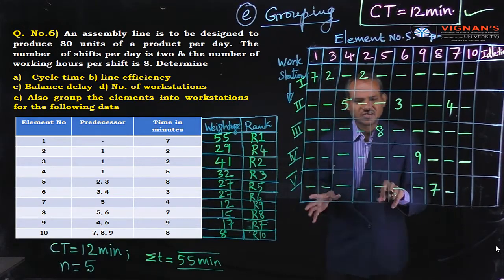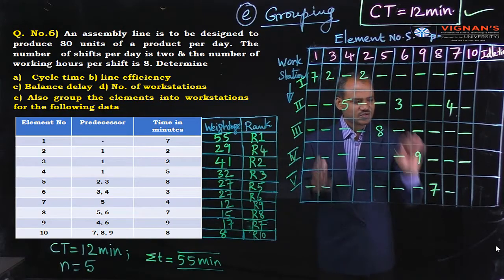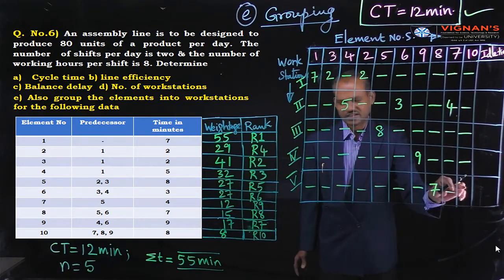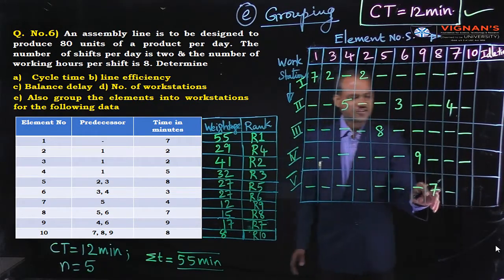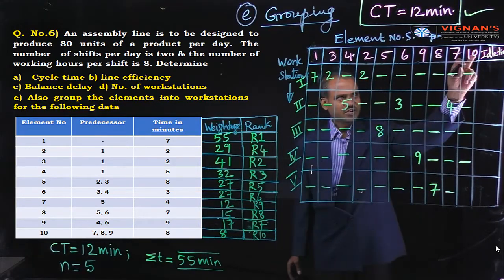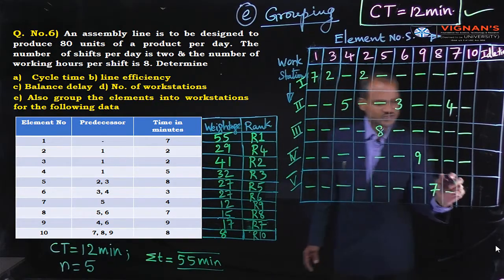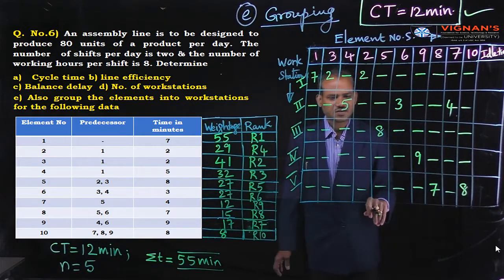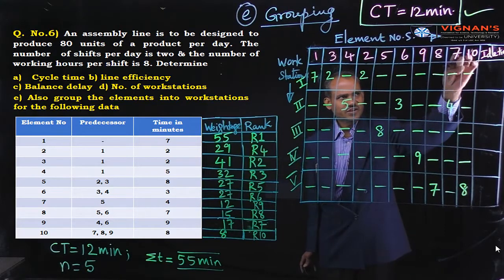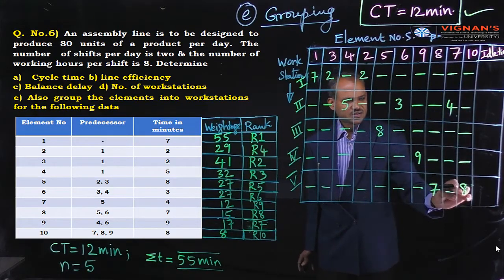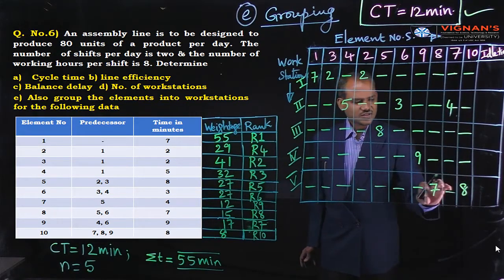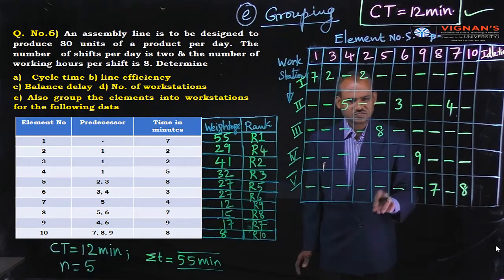So in this situation, by force, you have to assign only one element here itself, even though 7 plus 8 is 15. Observe for work element number 10, what is the timing? 8. 7 plus 8, it's 15. Don't worry, because for work element number 10, this is the only chance. Therefore, it is more than cycle time. Forget about this.